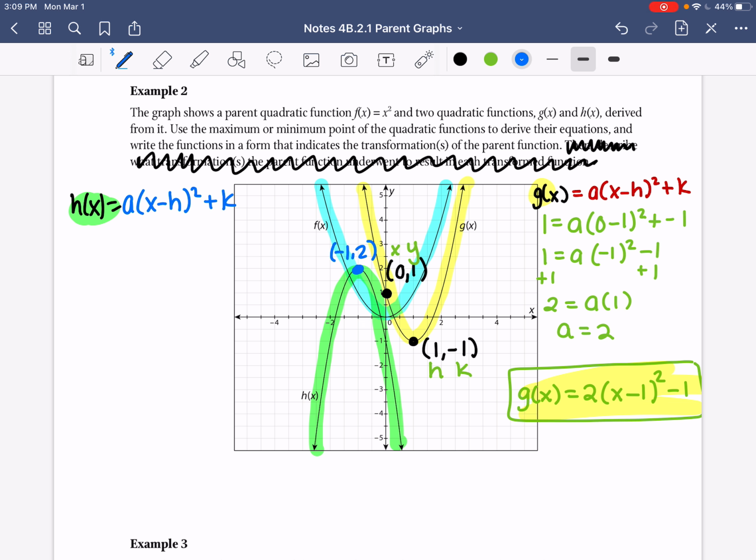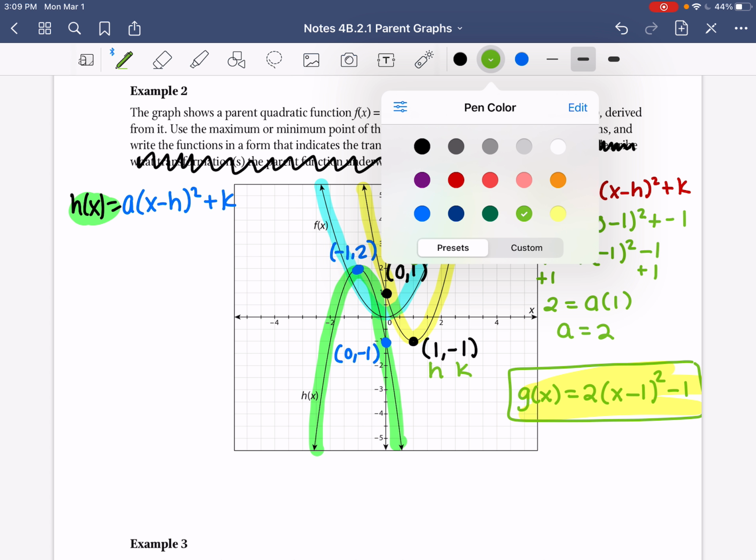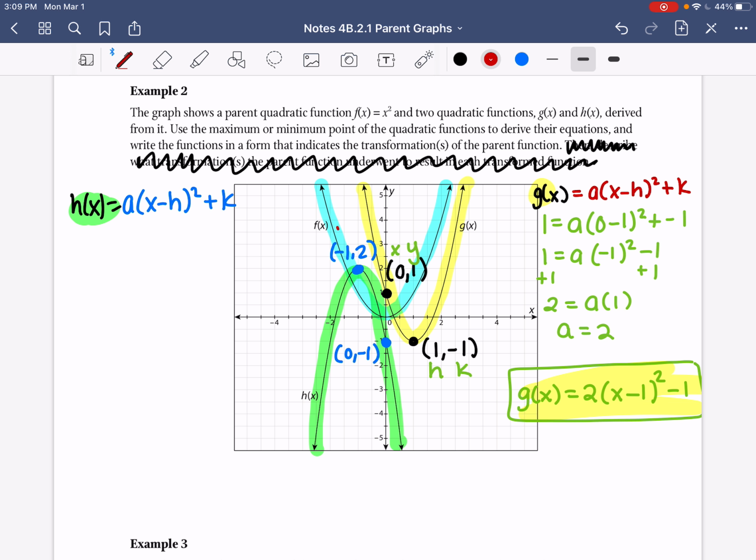And then we just need any one other point. So I'm just going to use this point down here. This would be 0, negative 1. So again, we already have 2 of the 3 things we know. We have an h and k, that's the vertex, and then we have x and y. So we know h and k, we just need to find a. So to find a, we're just going to use this other point.